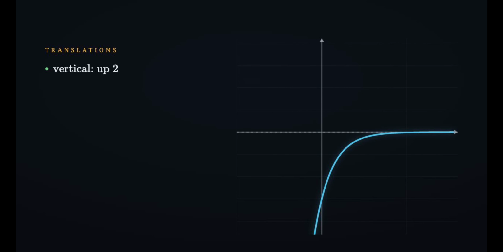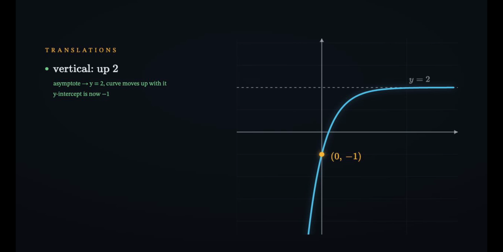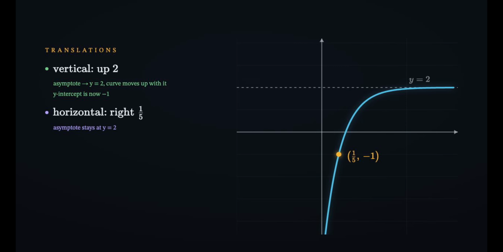Let's do the vertical one first because it looks easier. To move up by 2, let's move the horizontal asymptote to y equals 2, then move the curve up with it. The y-intercept is now minus 1. Lovely. Okay, now the horizontal translation. Let's move to the right by 1/5. The horizontal asymptote stays the same and our point 0, minus 1 turns into 1/5, minus 1.